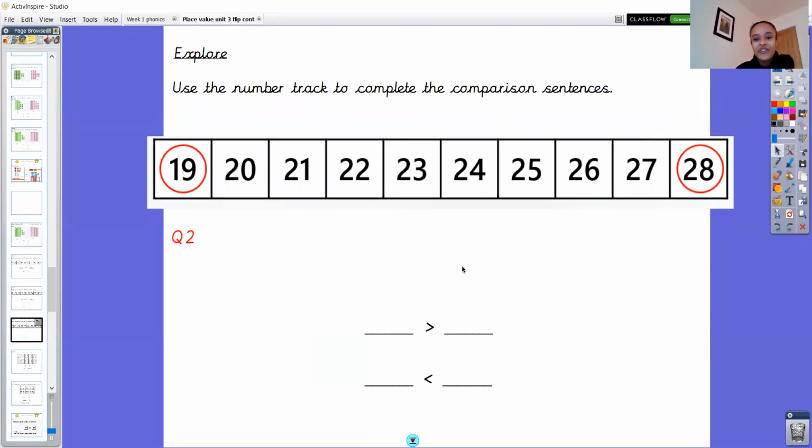Okay, question 2. This time we've not got the first number, the first sentence to help us. So you're looking at the two circled numbers and putting them in here, okay? So something is more than something, and something is less than something, okay? So the two circled numbers. Pause the video now and have a go at that one.